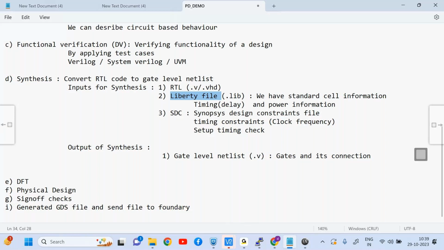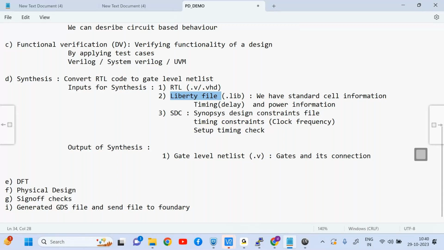We will do that later, because it's just a demo class, and even the UG class students will be attending. So I'm just going on the top level; I cannot go into the depth. That we will cover in the synthesis class. You will have two to three days of synthesis class. There we'll cover it, in physical design only.